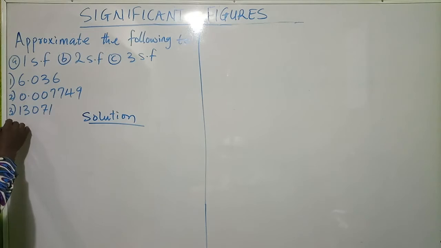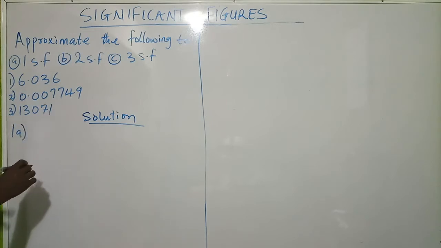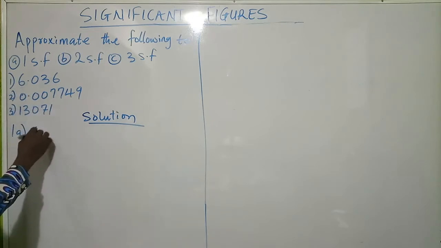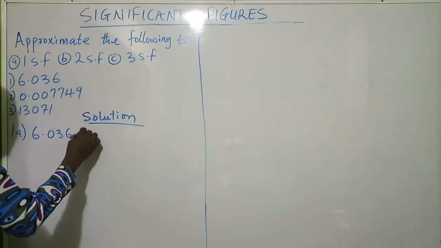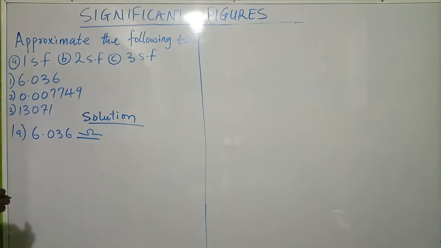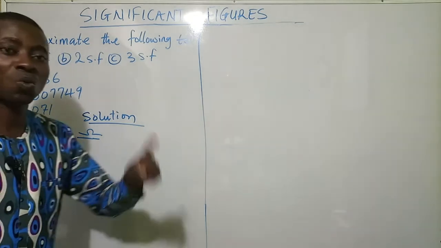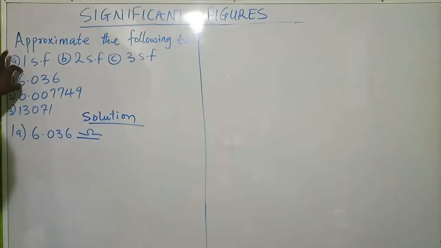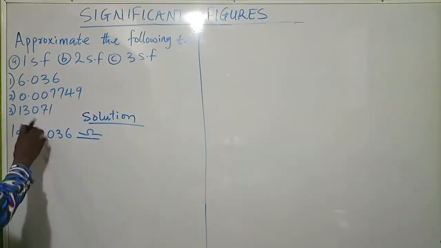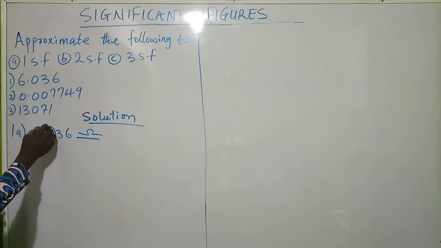Solution. Taking the first one, 1a. We want to approximate 6.036 to one significant figure. It means we want to see just one significant figure, which of course is the very first number here. But before we write that down, we need to consider this.